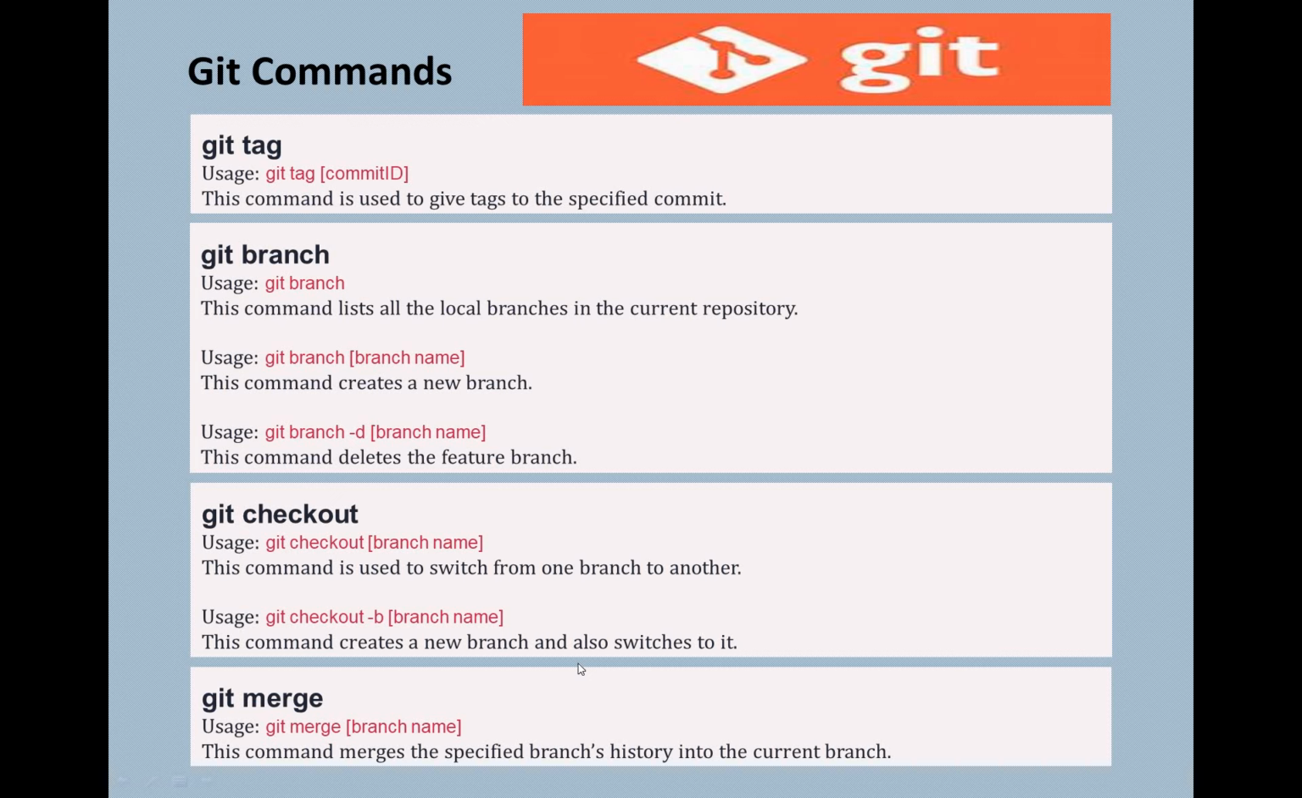The next usage of the same command is git checkout -b and branch name. This is also a very important command. This command creates a new branch and also switches to it. Let's suppose you are in the dev branch and you want to create your feature branch, then you can use git checkout -b and the name of that feature branch. Then it will create that branch, also switch to that branch, and it will create it from your dev branch. Okay. Git merge is also important. This command merges the specified branch history into the current branch. Okay, you need to mention git merge and branch name.